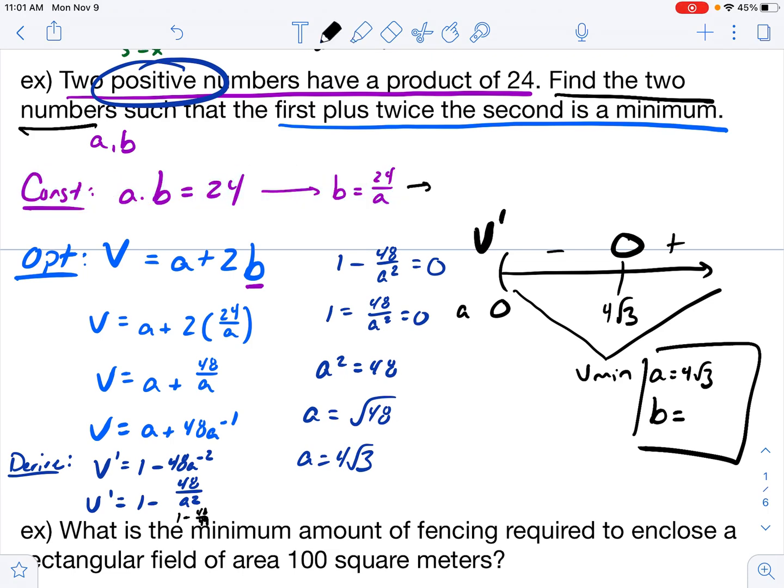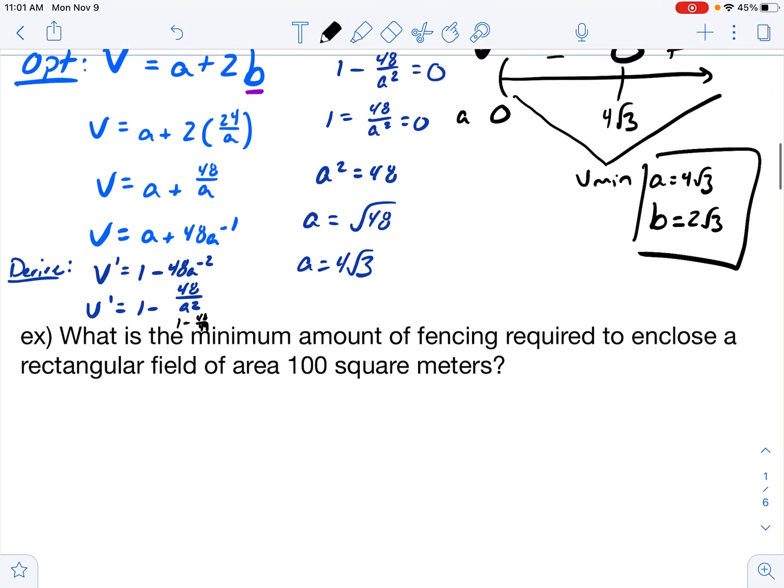So look, if I know that A is 4 radical 3, then B is going to be 24 divided by that. 24 over 4 is 6. And if I clean this up just a little bit, looks like B is going to be 2 radical 3. Okay, so those are the two positive numbers whose product is 24 where the first plus twice the second is a min. Okay, that's the idea here.